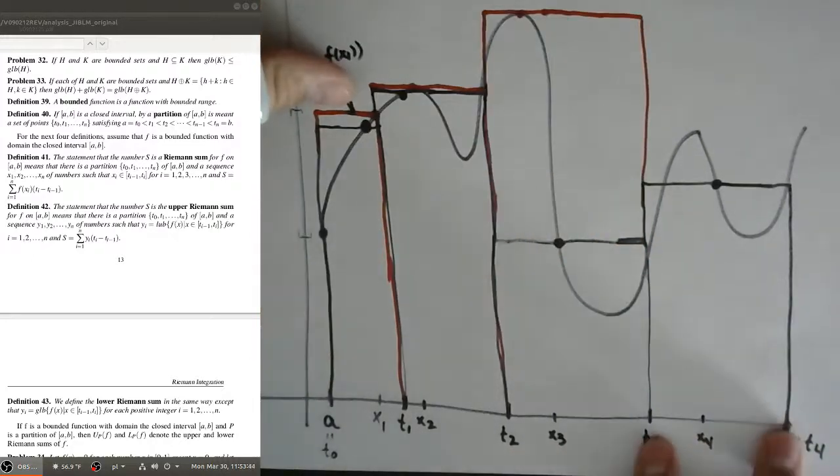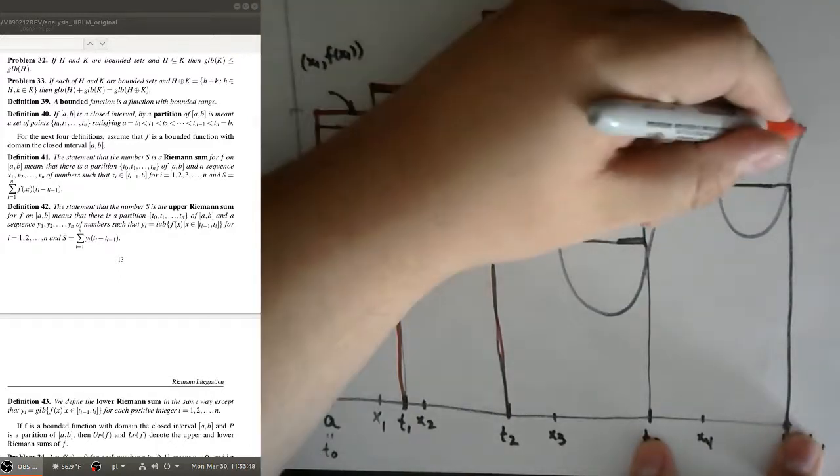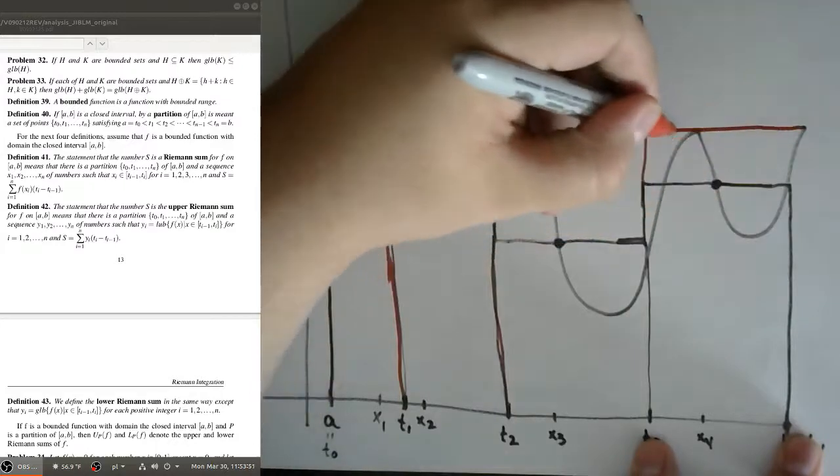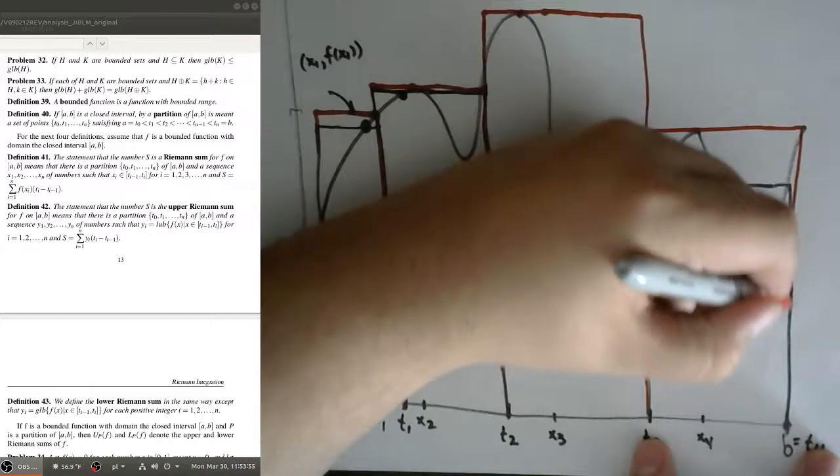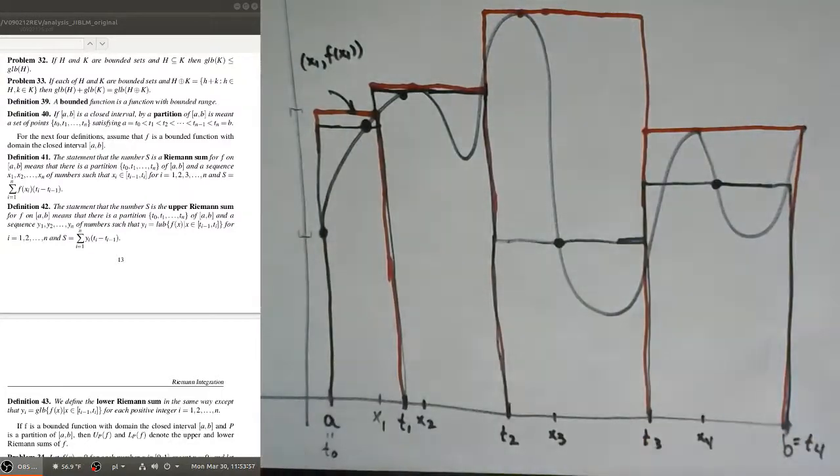And then over here, again, what's the highest point? Is it here or here? I think they're about the same, so we will draw that in as well. And there we go. The area of the red rectangles is what's called the upper Riemann sum of the function over that partition.